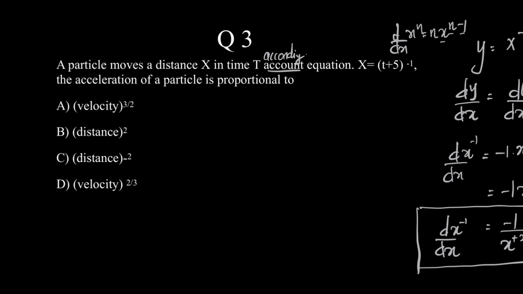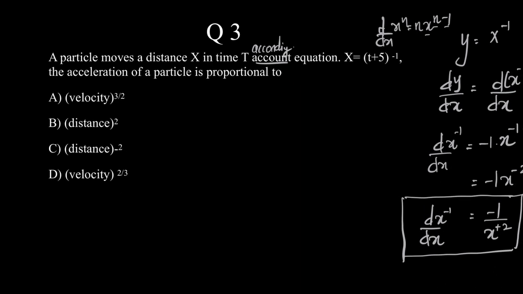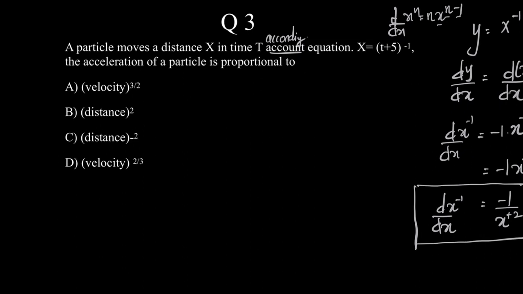If you have done listening to the explanation a couple of times, let us start solving this question specifically. So what is given here? Given that x is equal to (t plus 5) to the power minus 1.